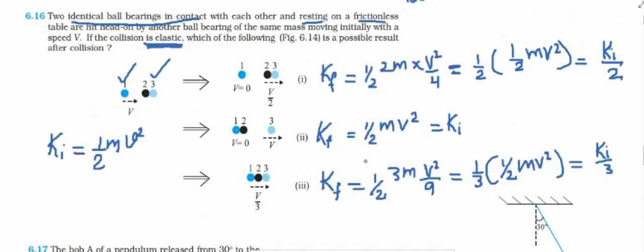Now a collision is elastic provided momentum is conserved and kinetic energy is also conserved. Okay, look at the kinetic energy. You can see the kinetic energy is conserved only in the second case. Therefore, that is the only possible result. The second case where kinetic energy is conserved, initial kinetic energy is equal to final kinetic energy.